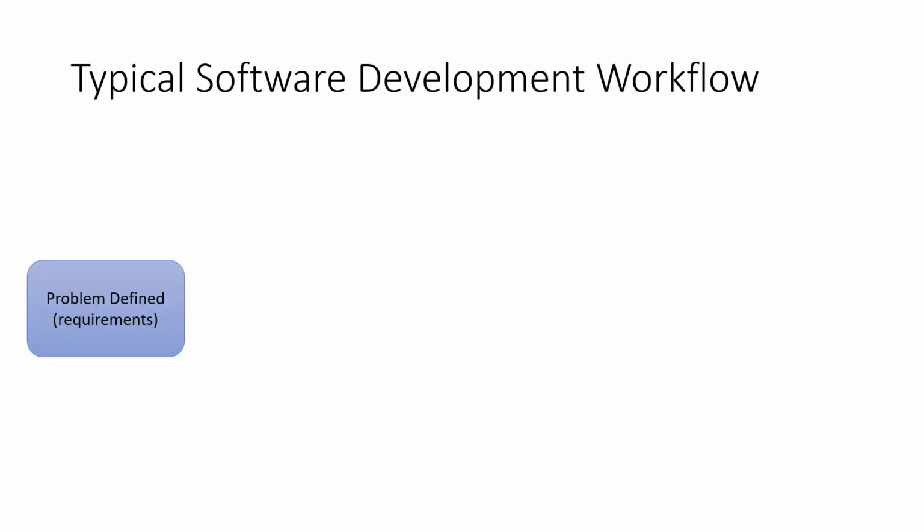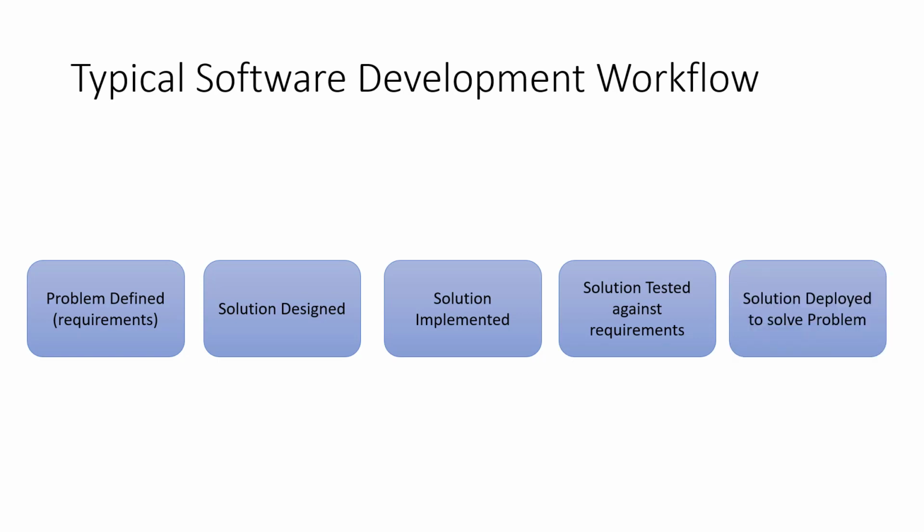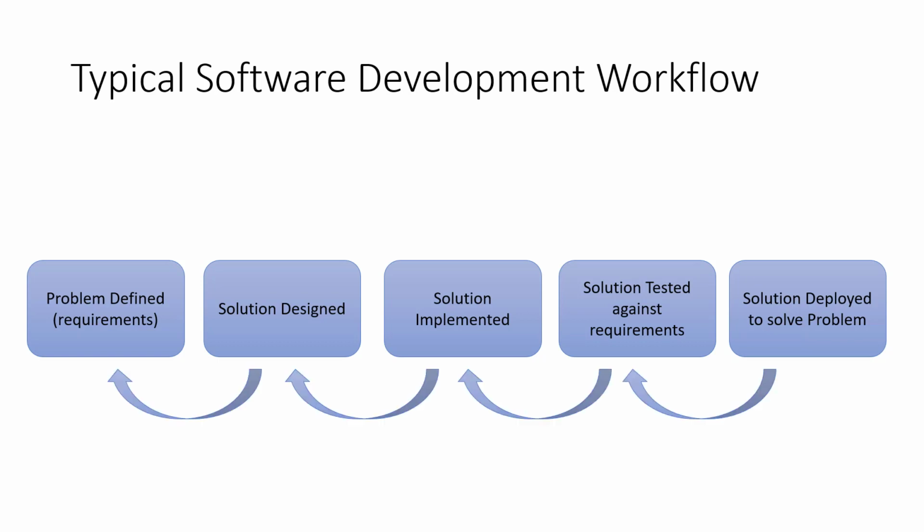So let's talk about a typical software development workflow. We start with defining requirements or creating requirements. We define a problem. Then we design a solution to solve that problem, and then we implement it in code. And then we test the solution against the requirements that were given us. And then if the tests pass, we go ahead and deploy it to solve the problem. And of course, anywhere along here, we could go back to the previous step or steps.